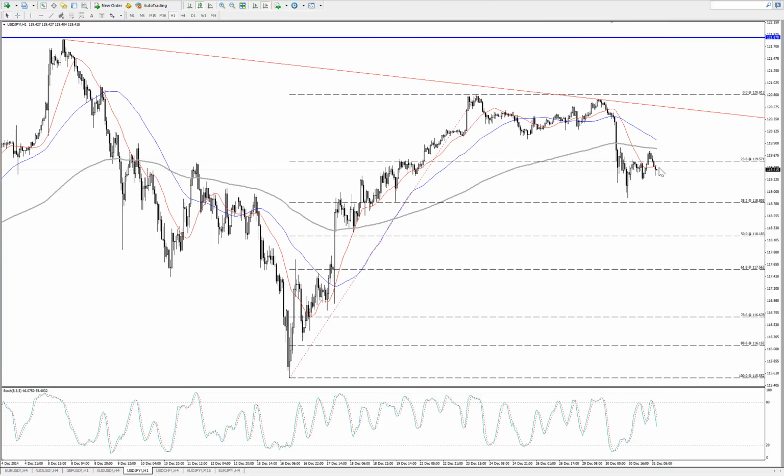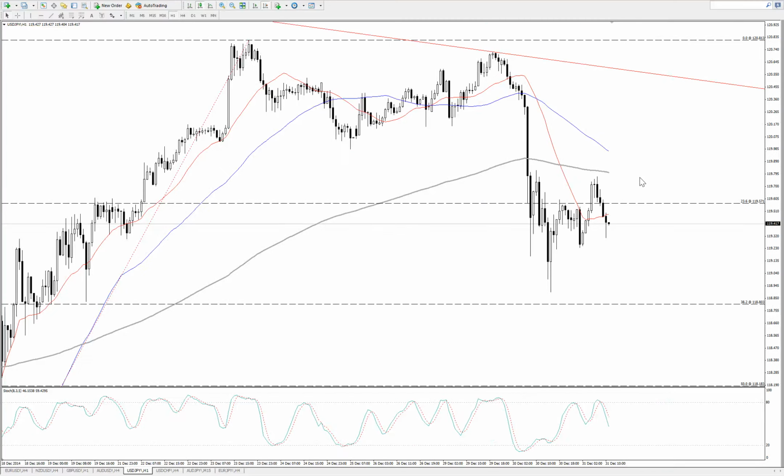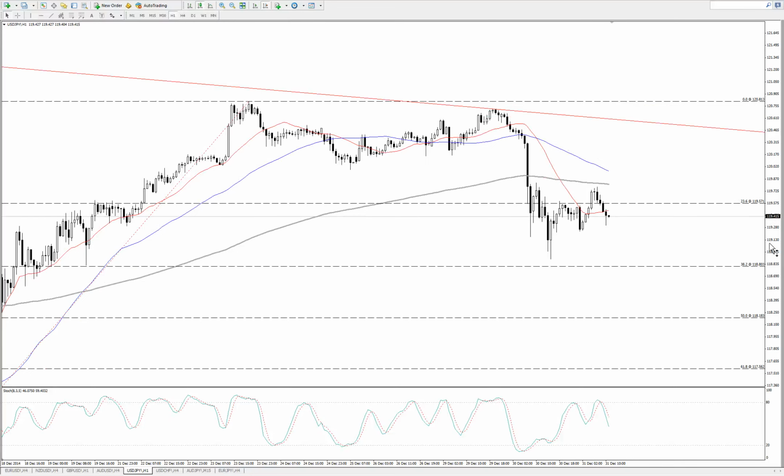So this could create a short opportunity for intraday trading. As you can see, reversal candle confirmation has formed. You can short all the way to the first level, of course the previous low over here at 118.90, or even further to the 61.8% retracement level at 117.56. So that's for the dollar against the Japanese yen.